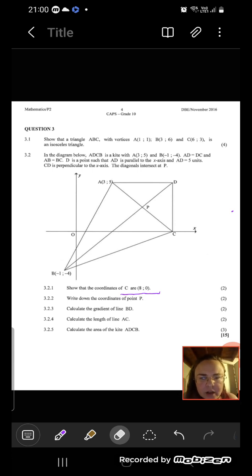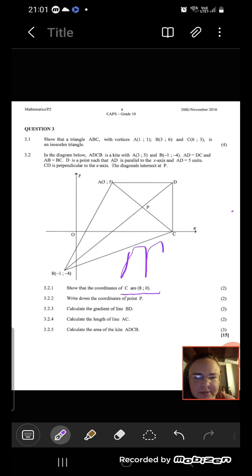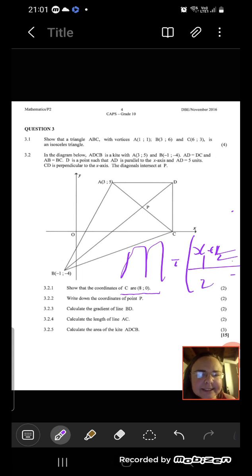Write down the coordinates of point P. This is interesting. The coordinates of point P. What's your second formula? It was the McDonald's formula. Midpoint. The big M. Midpoint is equal to x1 plus x2 over 2. And that's for the x and the y.